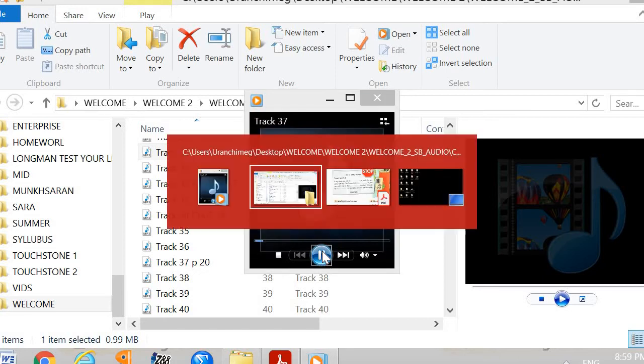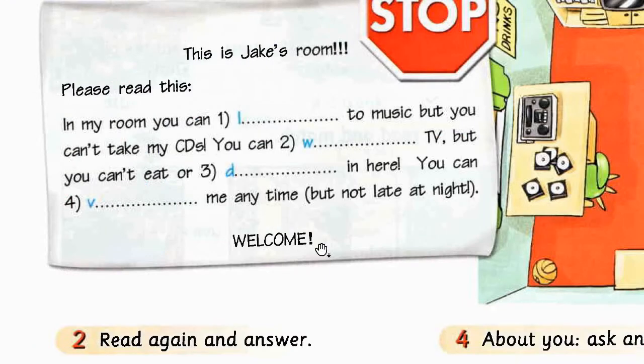Unit 3, Trick or Treat. Lesson 3. Exercise 1, page 20. Listen, read, and write. This is Jake's room. Please read this. In my room, you can listen to music, but you can't take my CDs. You can watch TV, but you can't eat or drink in here. You can visit me any time, but not late at night. Welcome.